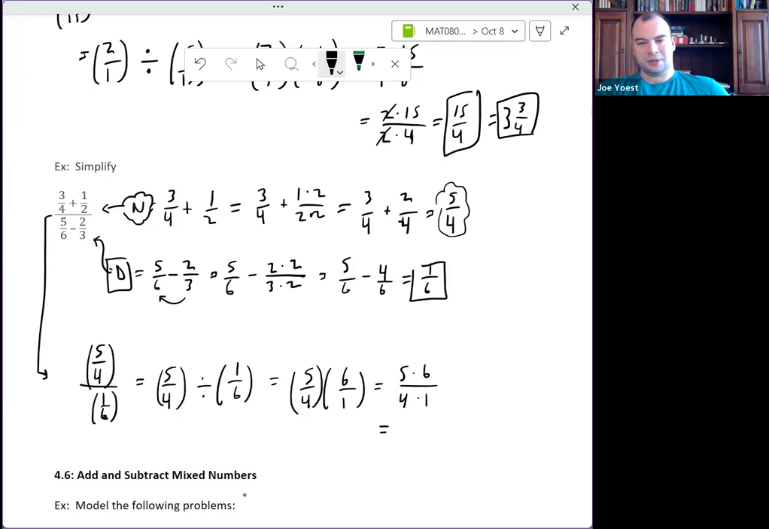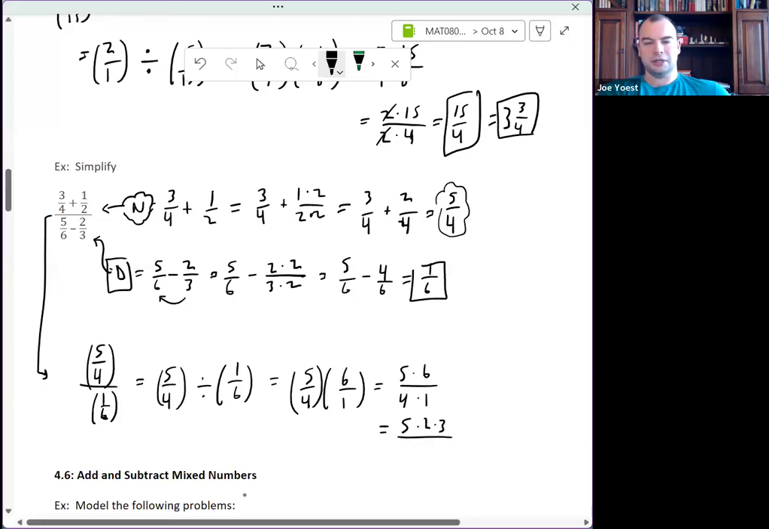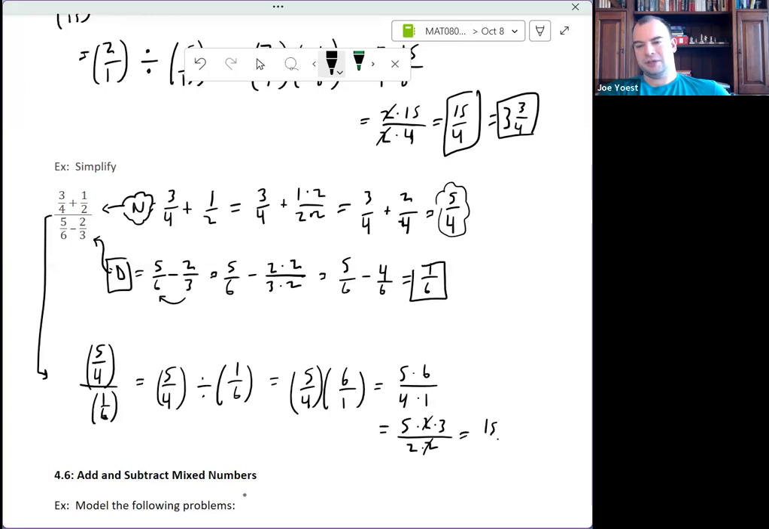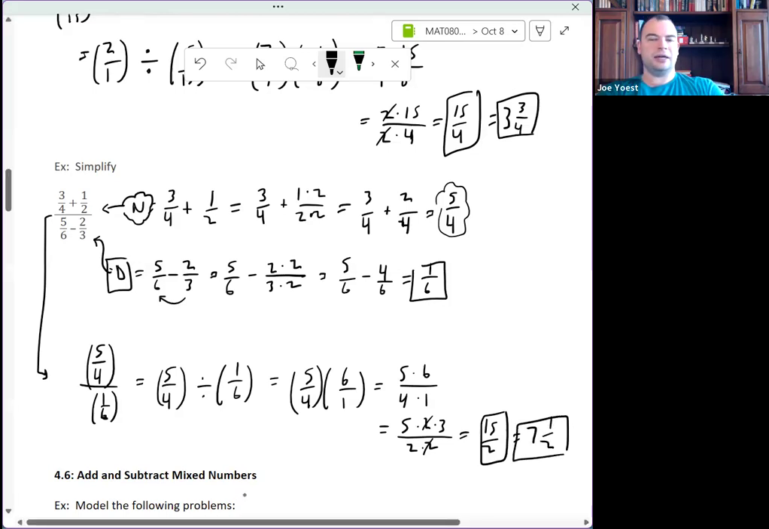And I look at this, 5 is prime, 6 is 2 times 3, and 4 is 2 times 2. I can divide out one factor of 2. I get 5 times 3, which is 15 halves, as my answer. Or again, I could write this as 7.5. Could write it that way as well.